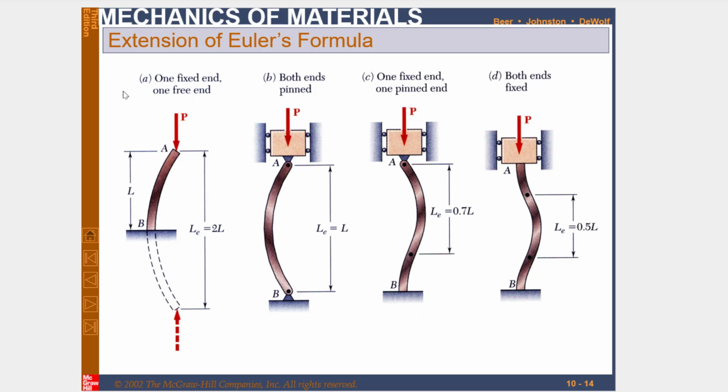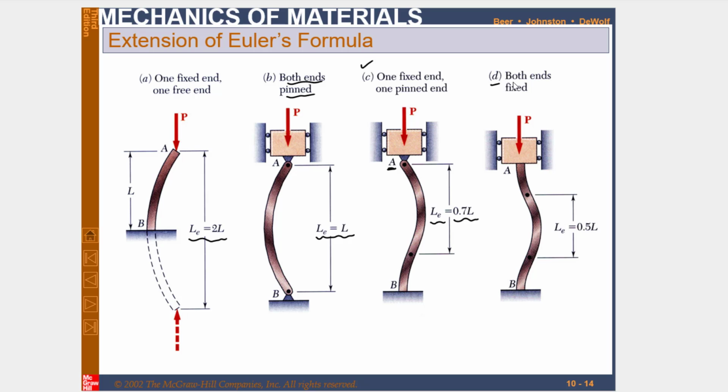Okay, up till now we discussed the column whose both ends are pinned. In that case, effective length is equal to L, as we discussed earlier. After that, we discussed the column with one fixed end and the other end free. In that condition, the effective length LE is equal to 2L. Now we will extend toward another type of column, that is one end fixed and the other end pinned. You can see one end is fixed while at this point A it is pinned. In such a column, the effective length LE is equal to 0.7L.